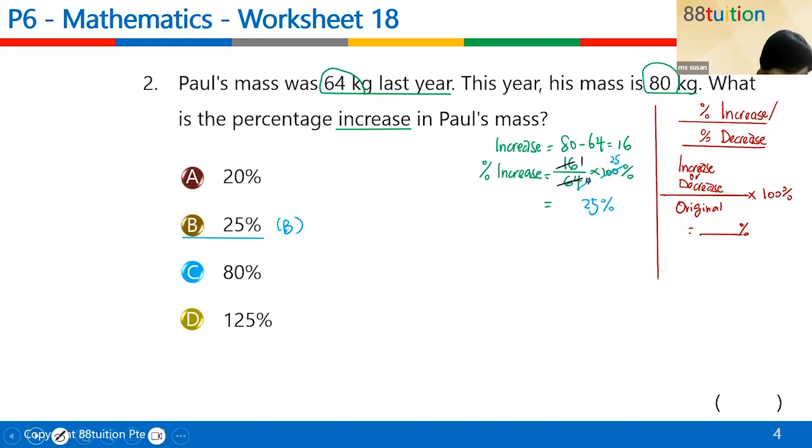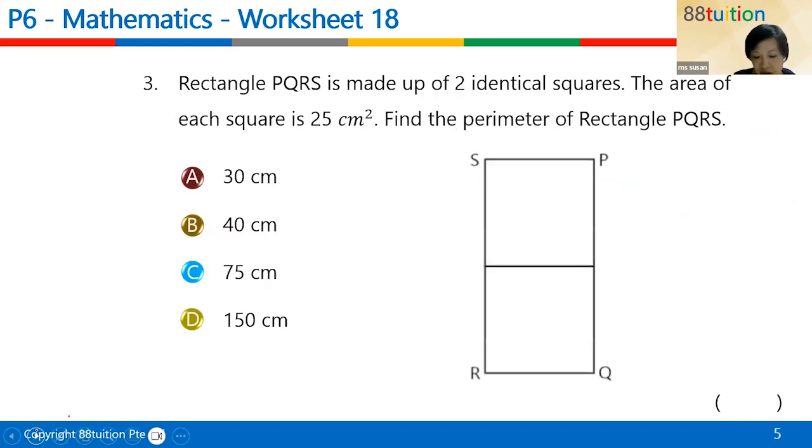Okay. Question number 3. Let's check. Rectangle PQRS is made up of 2 identical squares. Now, the keyword is identical squares. What do you understand by this? Identical means same size. The area of each square, you get this area as 25. So your area is equal to 25 cm squared.